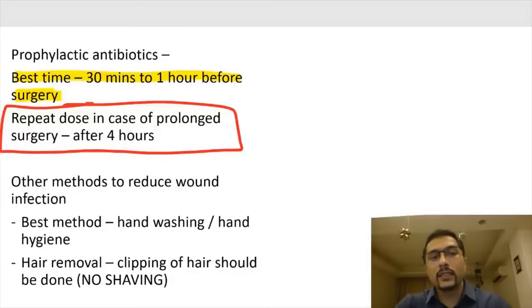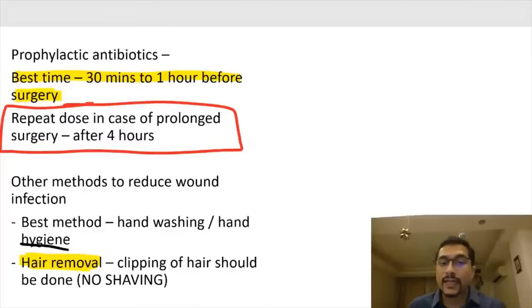The other methods to reduce wound infections: the best method you know is hand hygiene, that is washing of hands. And another question which has been asked in your exam: when you have to remove hair from an operative site, please remember no shaving. Shaving increases the wound infection rate. These days, we do clipping of hair using a hair clipper. So no shaving; clipping of hair should be done using a hair clipper.